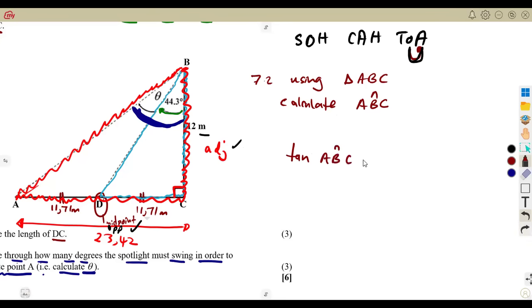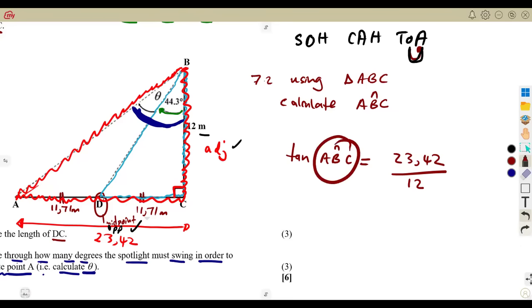So the tan of angle ABC is equal to what? The opposite. What is our opposite? That's 23,42 over the adjacent, which is 12. So this is it. Just like what we saw, guys, to find an angle when given a trig ratio, it is tan, it is cos, whatever that you're given.